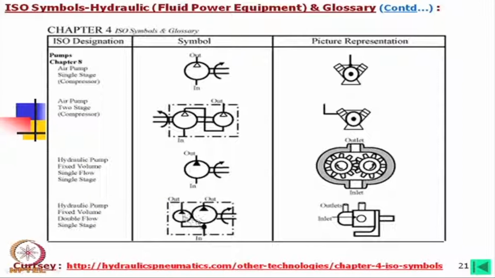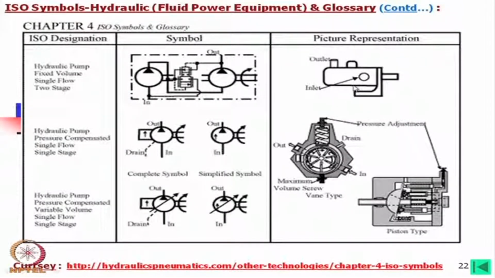In many cases you will find that these two pumps are used. When there is a low flow requirement, only this pump is working. When high flow is required at low pressure, then both the pumps are working, which we have already learned, how the two pumps can be used. In that case, we go for such a pump. It reduces the total power consumption.